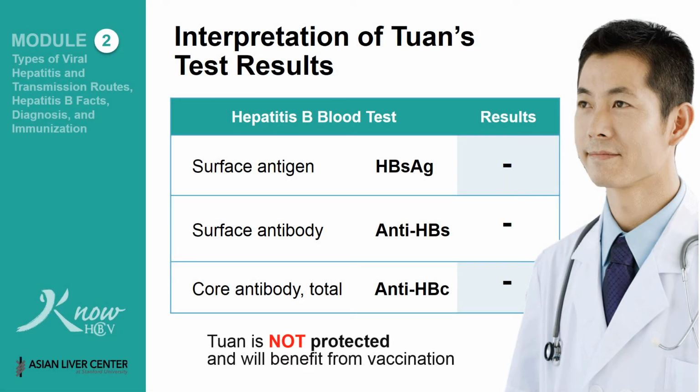Your blood test showed your hepatitis B surface antigen, HBsAg, and hepatitis B surface antibody, anti-HBs, are both negative. The negative HBsAg means you do not have chronic hepatitis B infection, and your negative anti-HBs means you do not have immunity to hepatitis B. I recommend that you get vaccinated to protect you from becoming infected. The negative hepatitis B core total antibody means you have never been infected with hepatitis B.